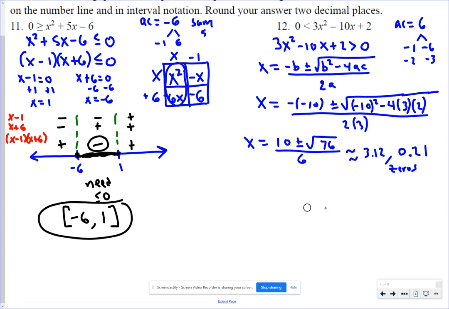Actually, you know what? Let me do one other thing here. I'm looking at the function f of x equals 3x squared minus 10x plus 2. I'm looking at that quadratic. And I'm trying to figure out where the y values are greater than 0. So that's going to happen when the graph of f and the graph of the function is above the x-axis.